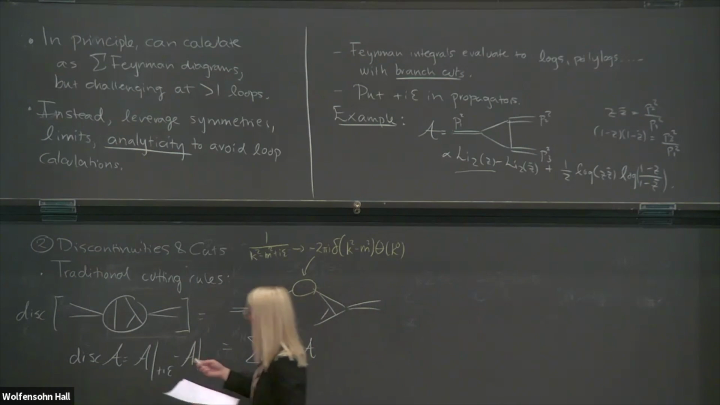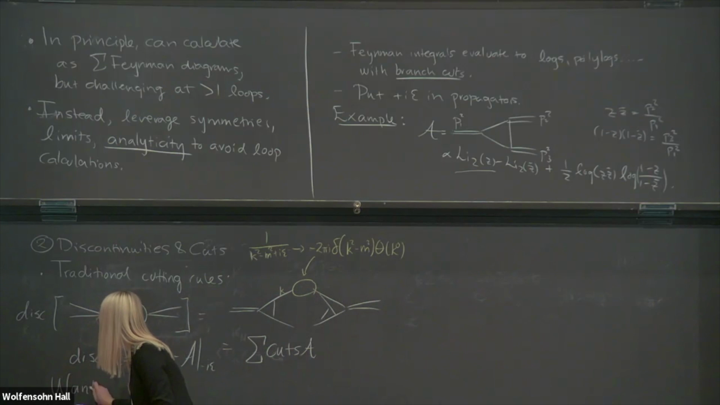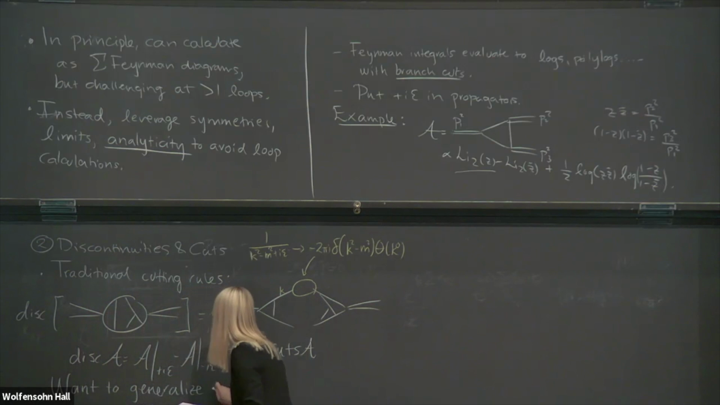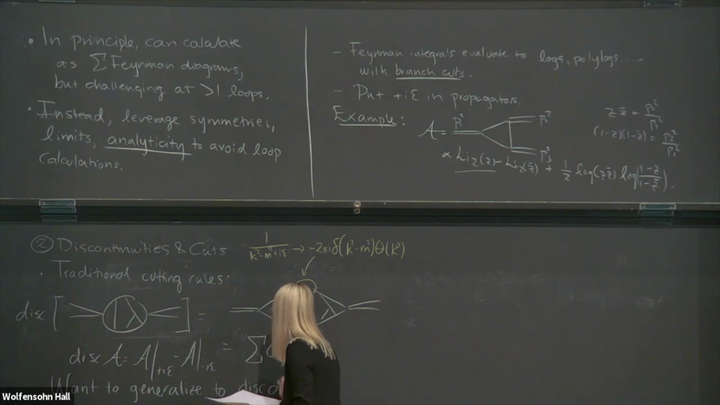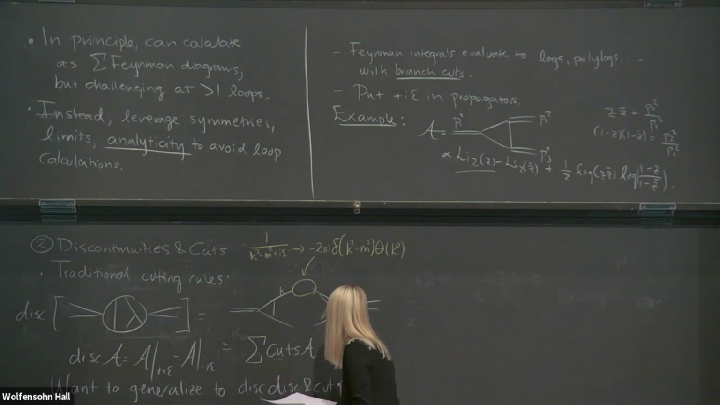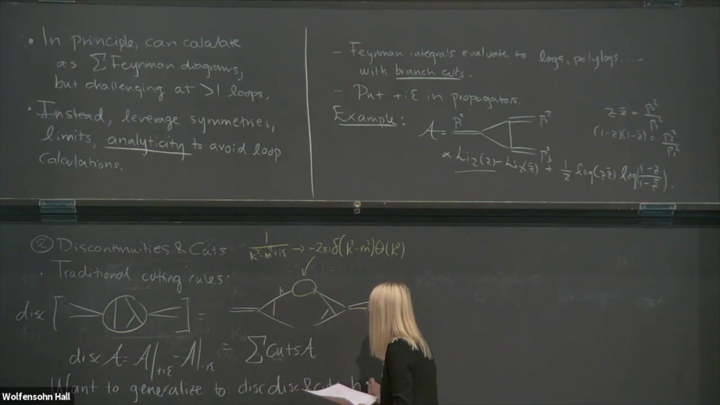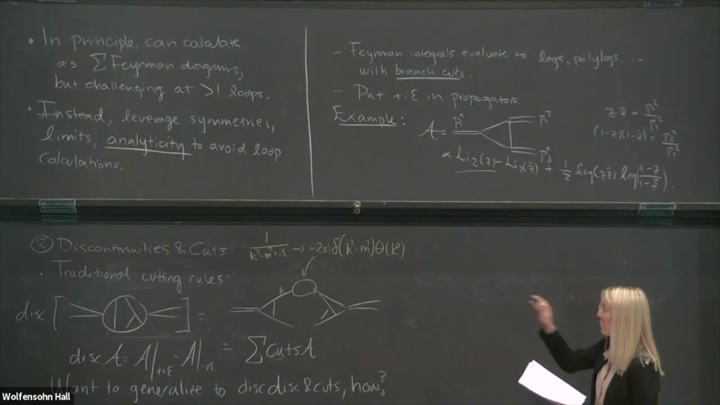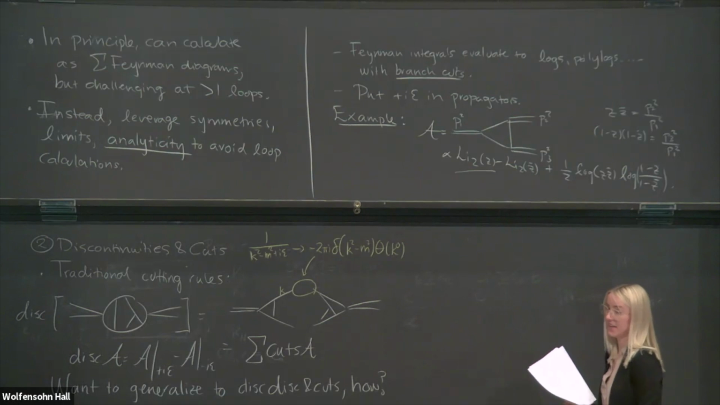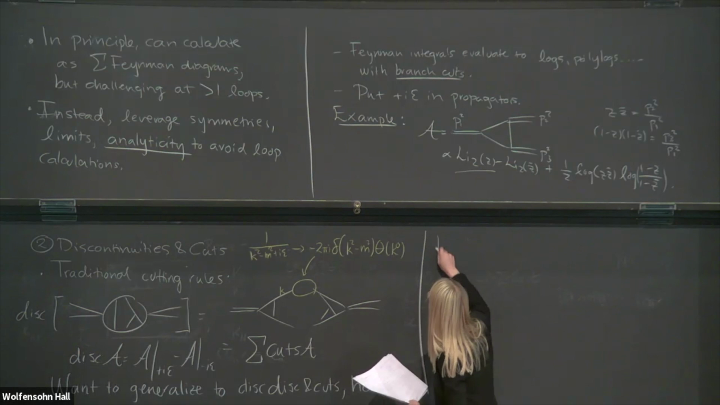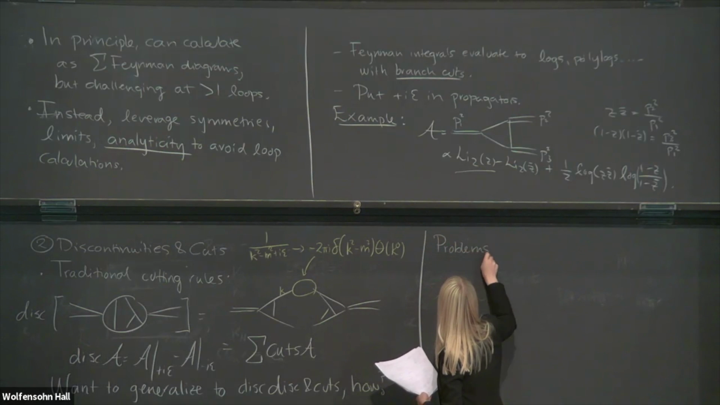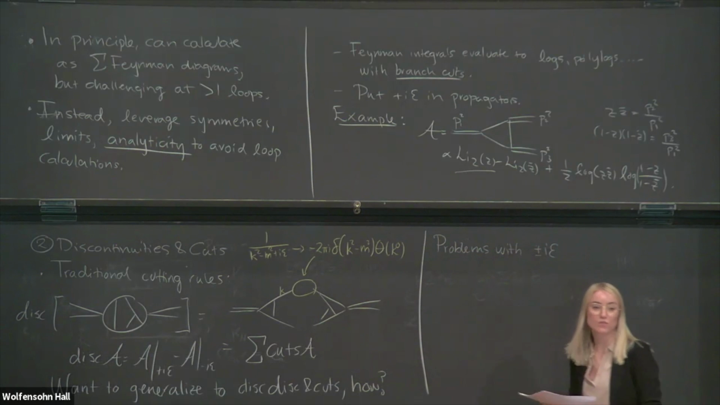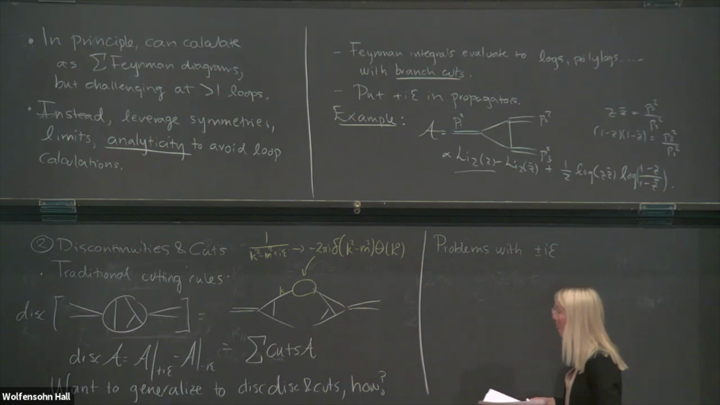And now we want to generalize this to sequential discontinuities. But how do we do that? There is actually a problem here with both generalizing the left-hand side and the right-hand side. So let me label this discussion as problems with the plus and minus i epsilon prescription for the purpose of generalizing the cutting rules.